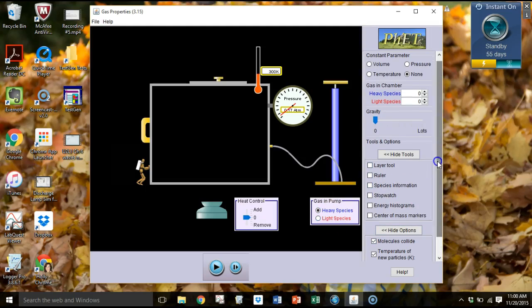Alright, so we're looking at the PhET gas properties simulation, and we're going to be starting off with 5 light particles just to answer the first question. Notice the temperature, the pressure gauge. We can control the heat down here. We can change the volume over here. Just watch the particles and how they're moving and observe. Notice when they bounce against the container walls, when they collide with each other, and record your observations.